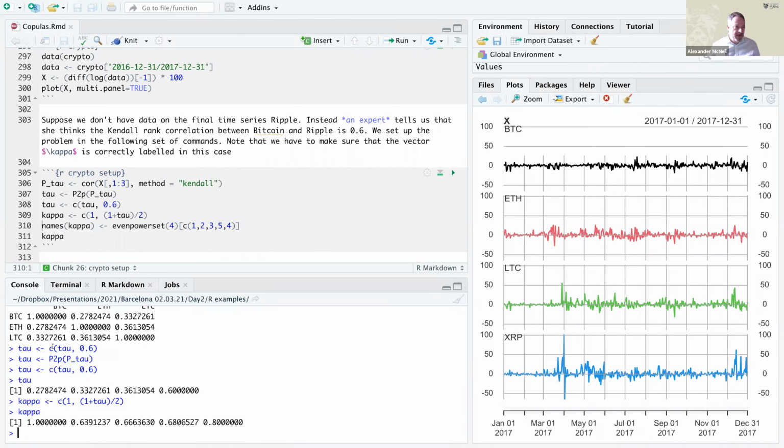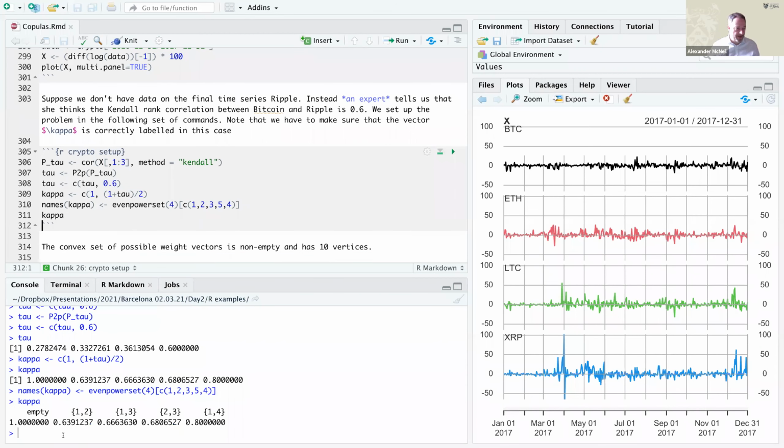The only thing here is I have to be a little bit careful that I name these things in the right way. So I attach the name empty to the first one, but the second one is the correlation between 1 and 2. So that's Bitcoin and Ethereum. The third one is between Bitcoin and Litecoin. The fourth one is between Ethereum and Litecoin. And the final one is what the expert says.